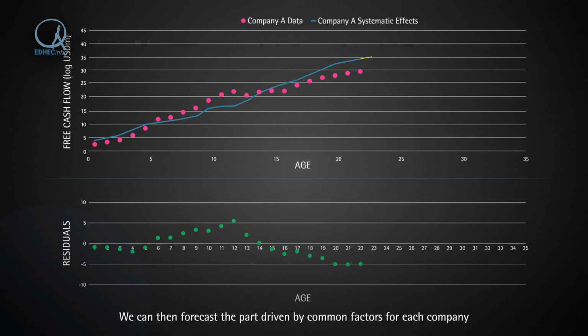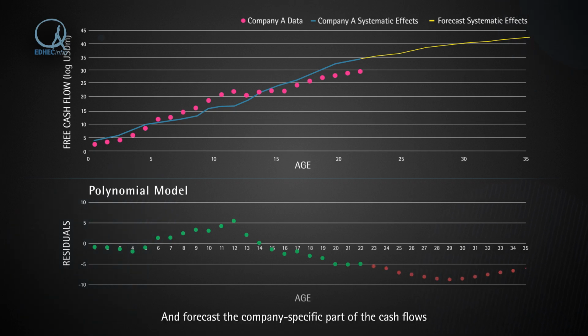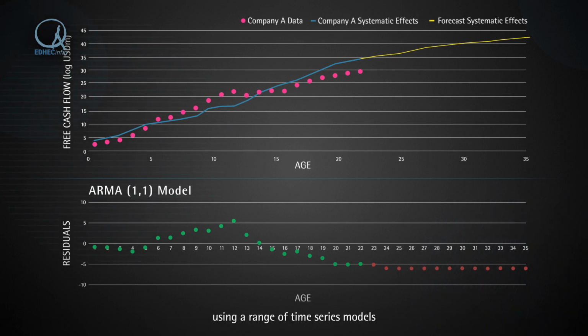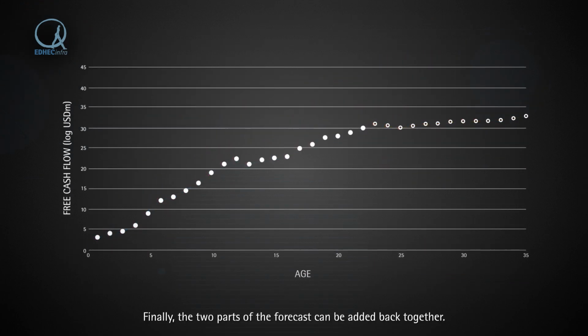We can then forecast the part driven by common factors for each company, since we know their future revenues, debt service, and other characteristics, and forecast the company-specific part of the cash flows using a range of time series models and picking the one with the best fit for each company. Finally, the two parts of the forecast can be added back together.